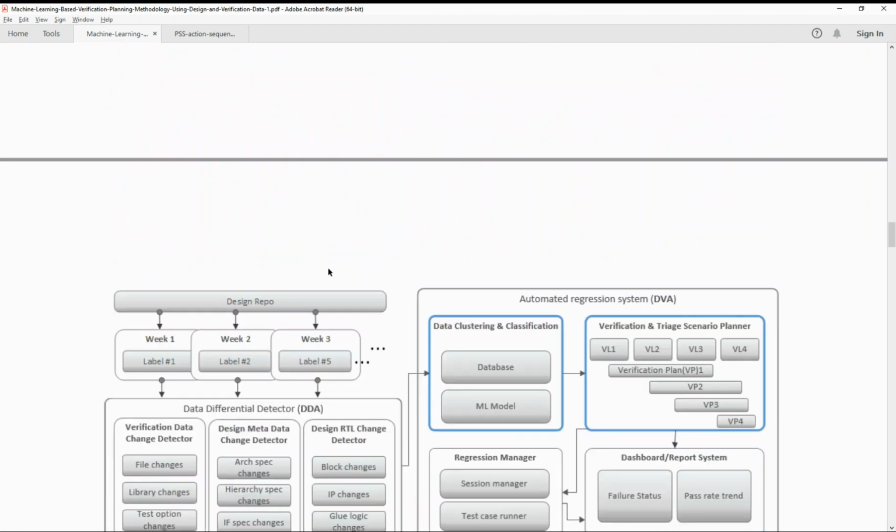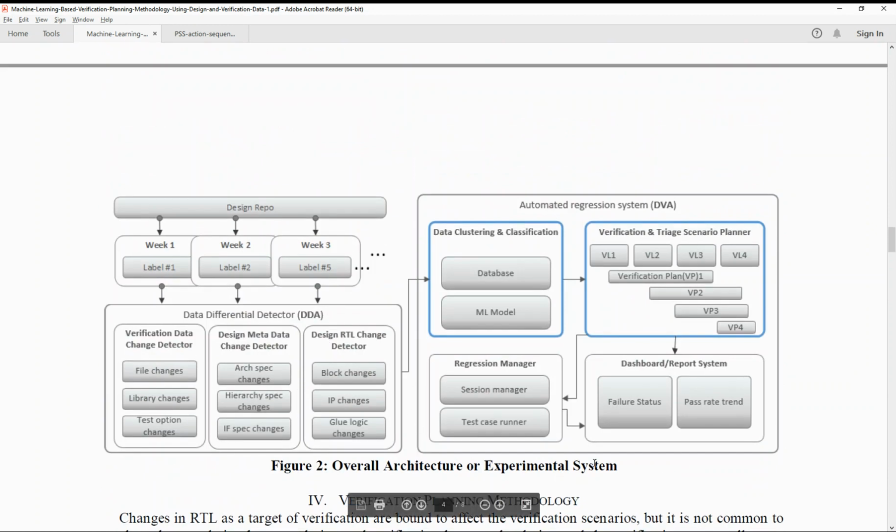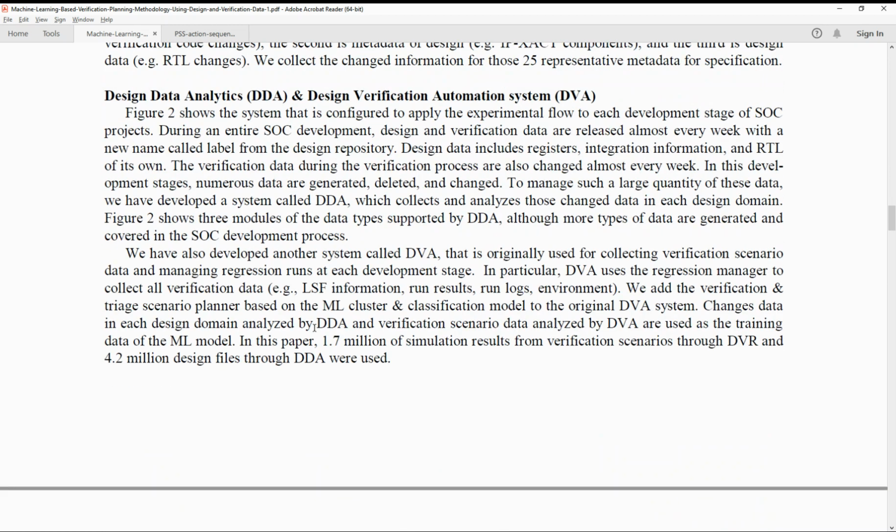The design data analytics (DDA) and the design verification automation system (DVA). Figure 2 shows the overall architecture of the experimental design system, DVA and DDA. The figure shows the system that is configured to apply the experimental flow to each development stage of the SoC project. During an entire SoC project, design and verification data are released almost every week with a name called a label from the design repository. The design data include registers, integration information, and the RTL of each one.